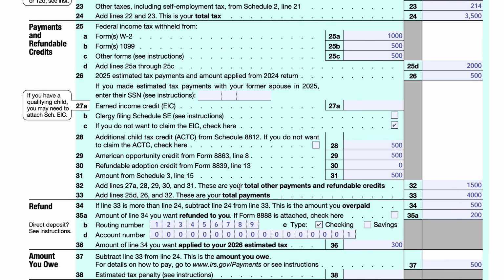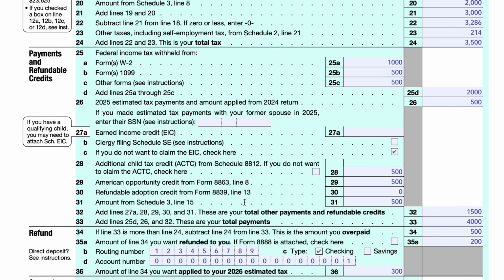So that covers everything for the 2025 Form 1040. In this section, we covered the payments and refundable credits.